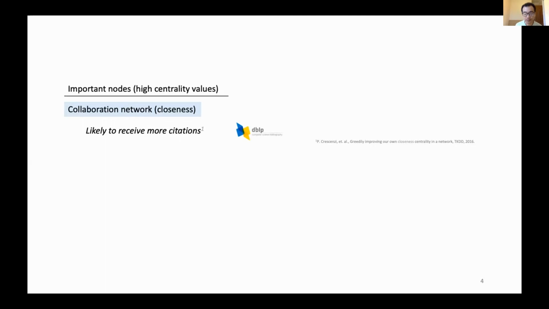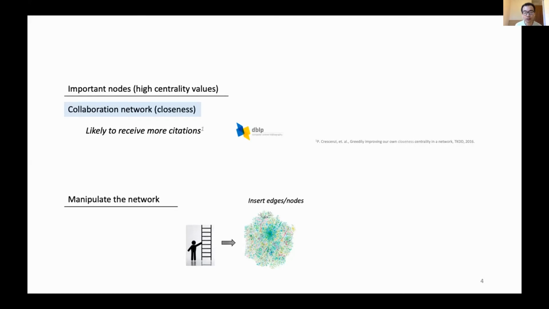This paper focuses on the problem of manipulating the network, or just inserting edges or nodes in the network. And our purpose is, for a target node, we want to promote it to become important. If the node becomes important, it is likely to receive more citations.